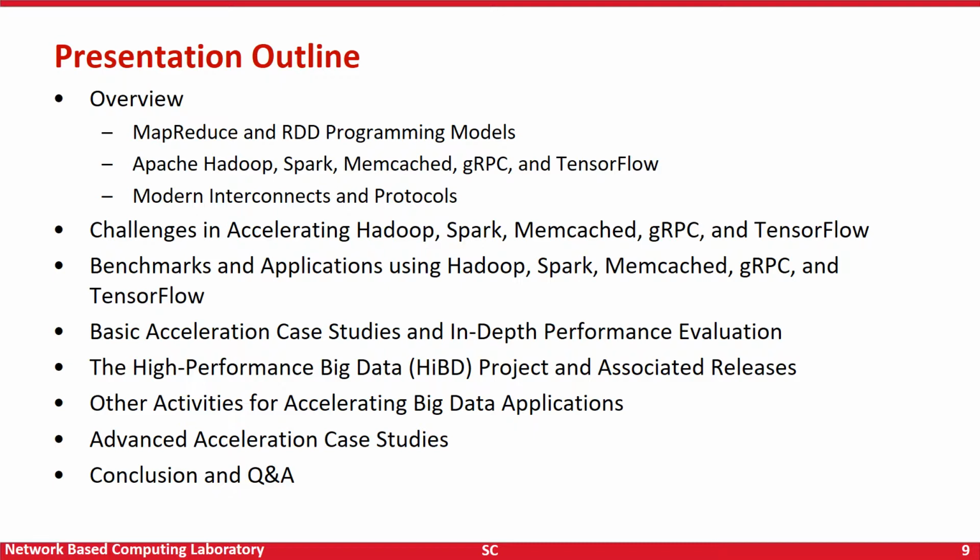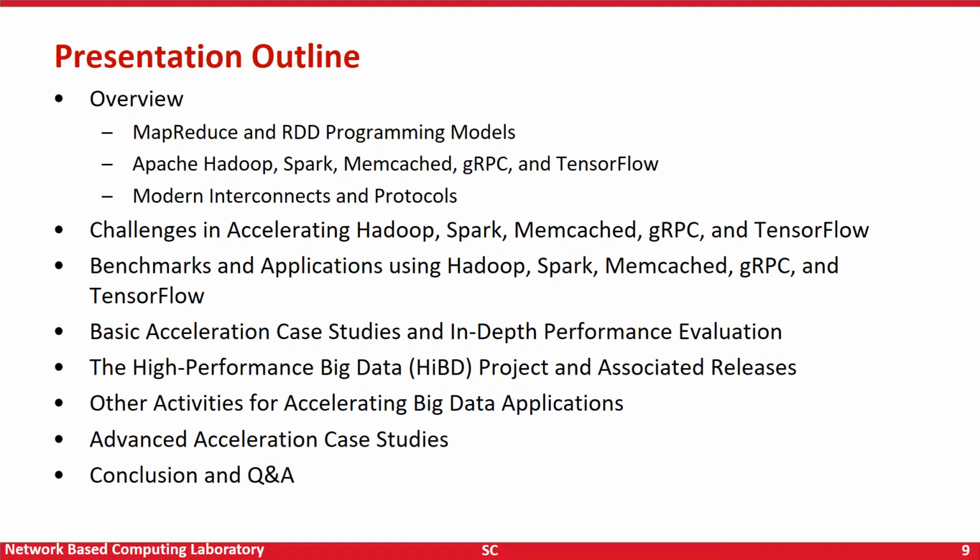This will be the outline of the tutorial. We'll start with an overview of the different kinds of MapReduce and RDD programming models. We'll go over the architecture of these components: Hadoop, Spark, Memcached, gRPC, and TensorFlow. We'll look at the advancements taking place in modern interconnects and protocols. After that, we'll ask a lot of questions which outline the challenges in accelerating these components. And we'll also get an overview of the benchmarks and applications being used in these environments.